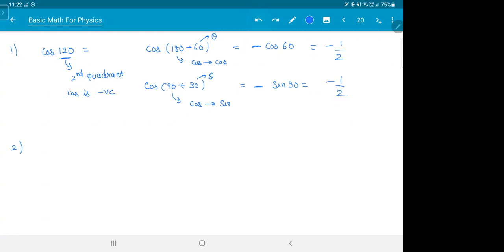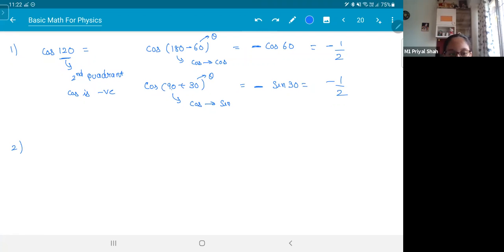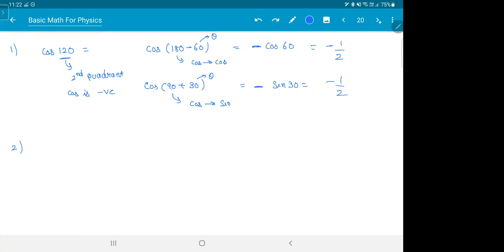Okay. Got it? Then 90, right? Because of 90, cos became sine. But initially, what was it? It was cos only. Yes, initially it was cos. That's why it was negative. Then cos became sine because of the 90. Fair enough?